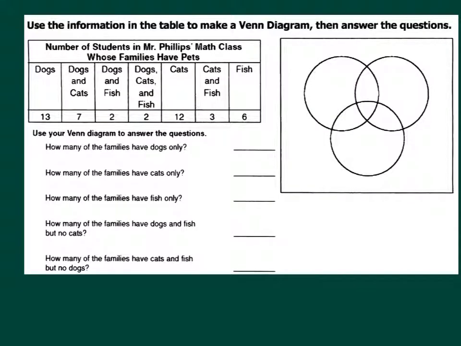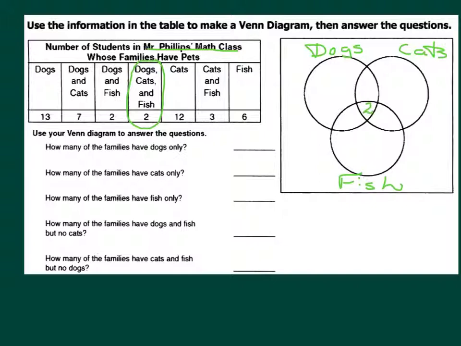Now let's look at a triple Venn diagram. We're going to look at the number of students in Mr. Phillips' math class whose families have pets. So we have dogs, cats, and fish. First, label your diagram so you make sure you have the right ones. Dogs, cats, and fish. Doesn't matter which order as long as you're consistent. Now you want to look for the overlap. And this is the most overlapping data we have, that 2 people have dogs, cats, and fish. And that goes right in the middle.